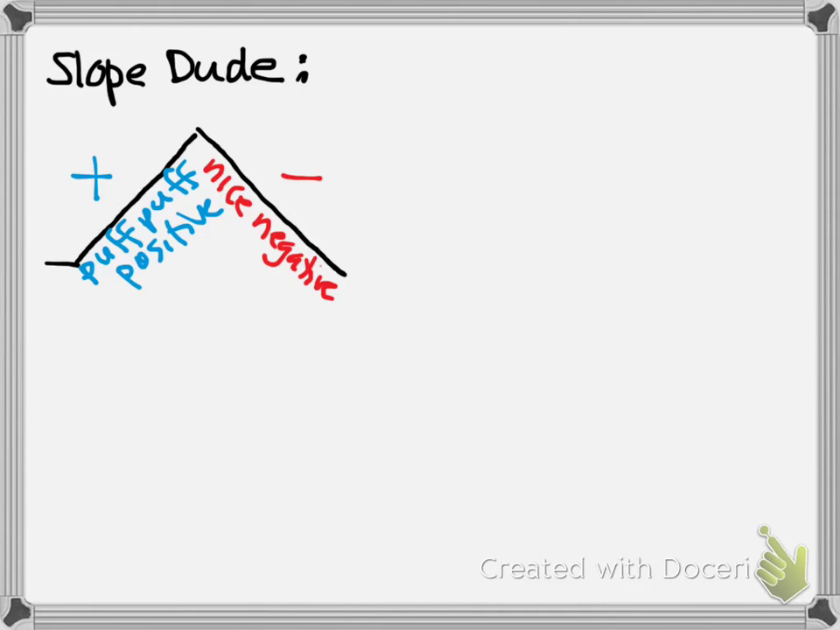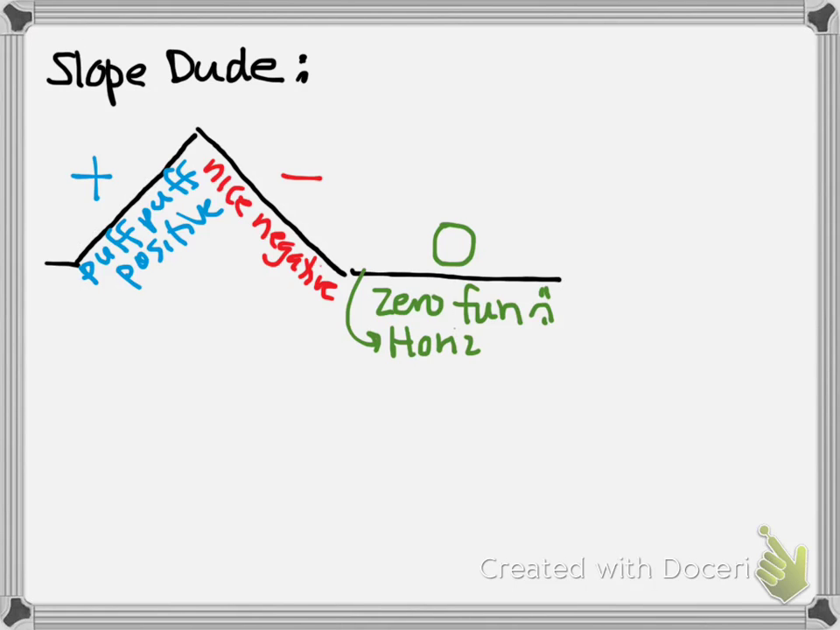And then what did he say was happening here? Yeah, he said this is zero fun. So when I have a line, what kind of line do we call that, by the way? Nope. Vertical. Nope. This is a horizontal line. So a horizontal line is zero fun because it has a 0 for slope.